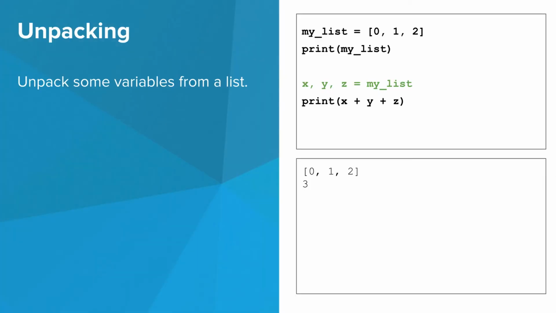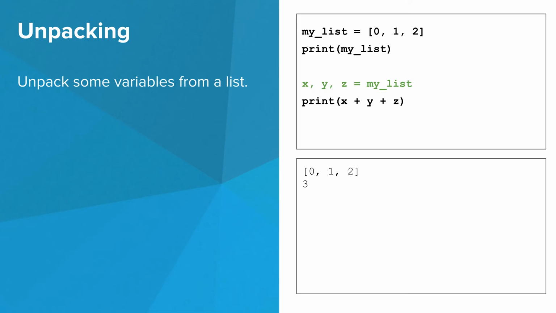So packing lets you put variables into a list. Unpacking, by contrast, lets you assign to multiple variables from a list. In this case, we assign to x, y, and z all at once. X gets the 0th thing in my list, y gets the first thing, and z gets the second thing.